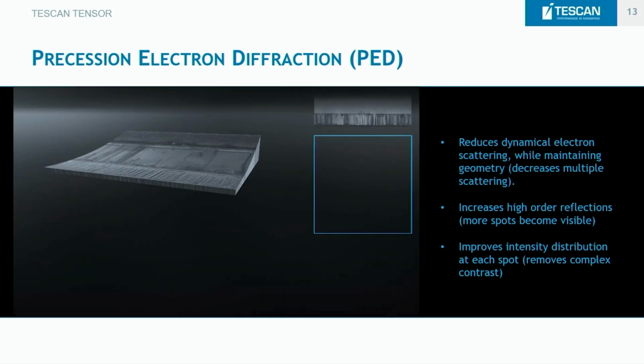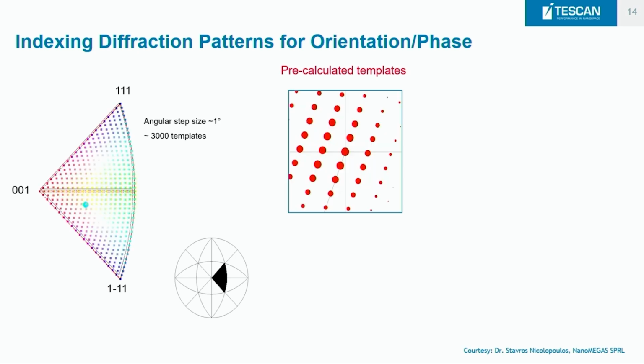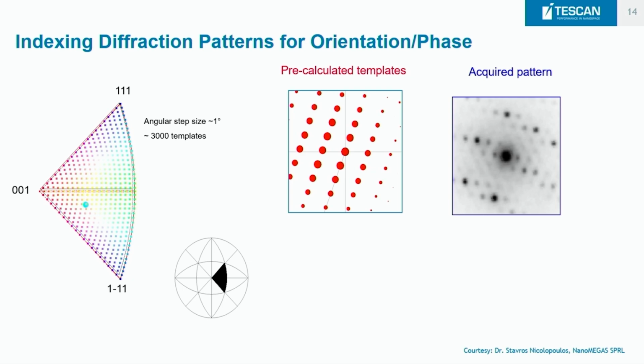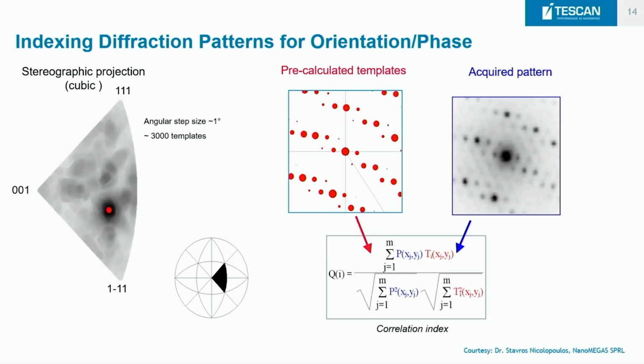I'm going to just jump ahead here. And so this is just an example of how orientation works. You calculate templates for your material, you compare that to acquired diffraction patterns, and then you're able to pick a solution.